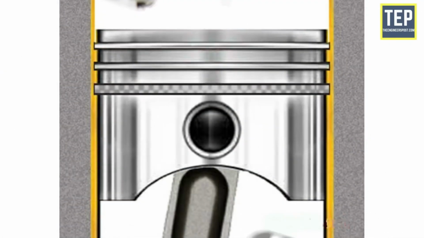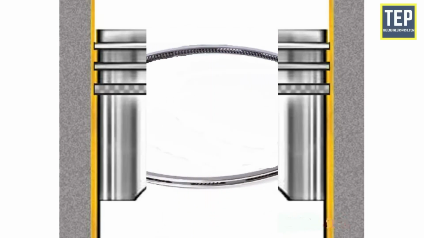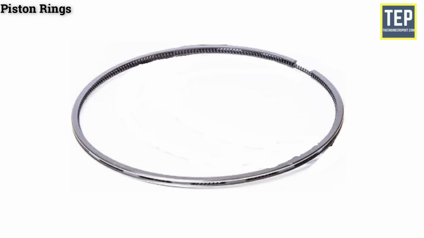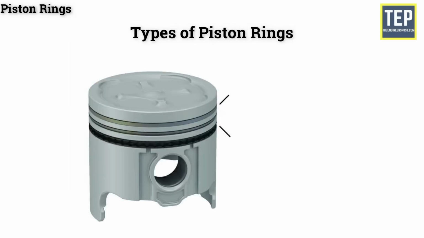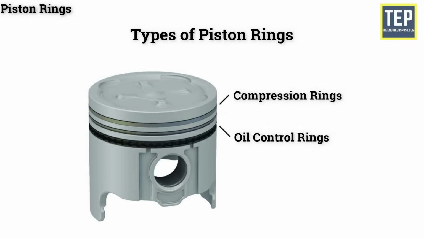Piston rings. The piston rings are fitted into the grooves of the piston to maintain a good seal between the piston and the cylinder wall. The function of piston rings is to form a seal against the high-pressure gases from the combustion chamber entering into the crankcase. The material generally used for piston rings is fine-grained alloy cast iron containing silicon and manganese. It has good heat and wear-resisting qualities. Mainly there are two types of piston rings available. They are compression rings and oil control rings. The number of piston rings used is about 2 to 4 compression rings and 1 to 2 oil control rings.